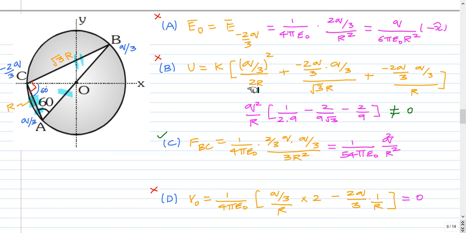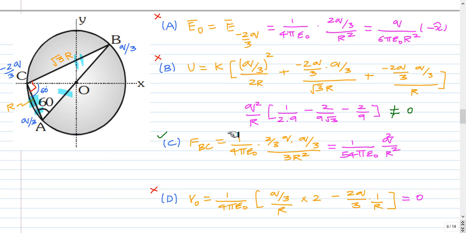So K, which is 1 by 4 pi epsilon naught, is commonly kept outside, into the product of the charges, Q by 3 squared, over the distance between A and B, that is 2r, and minus 2 by 3Q into Q by 3, and the distance between them is root 3r. This we can get by Pythagoras theorem. Hypotenuse is 2r, so hypotenuse square is 4r square minus r square, so it's 3 times r square. Square root of that is root 3 into r. So distance BC is root 3 into r, and the third interaction is minus 2q by 3 and q by 3 at a distance of r.